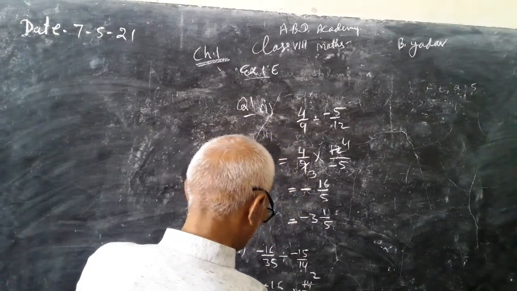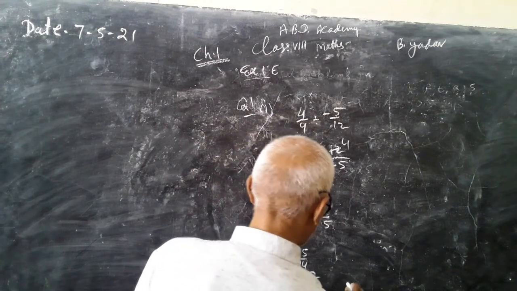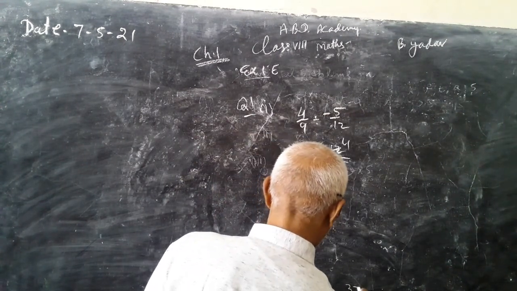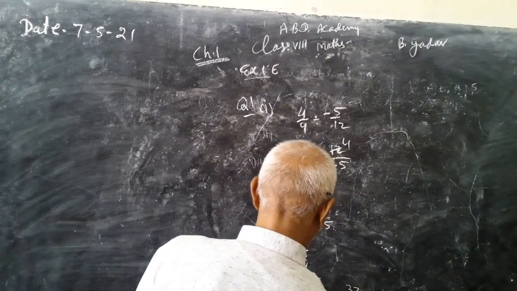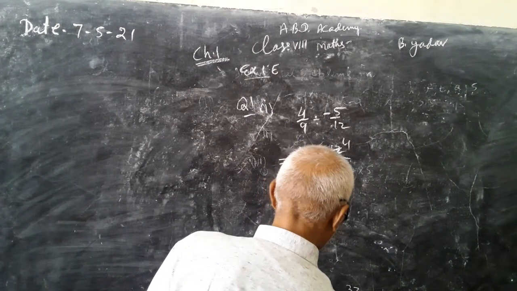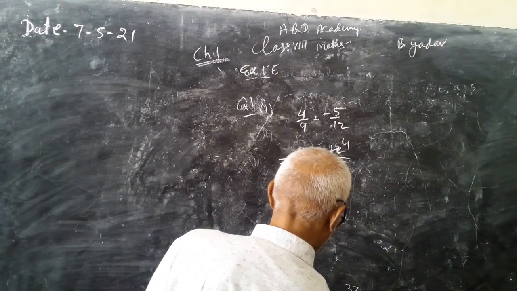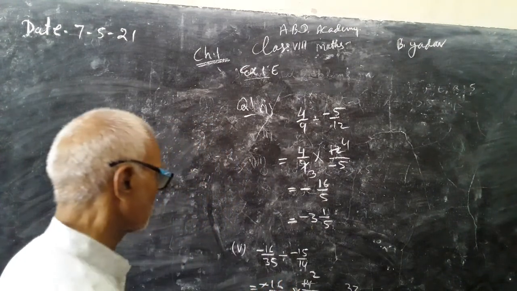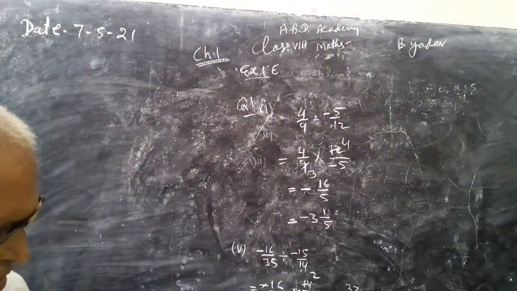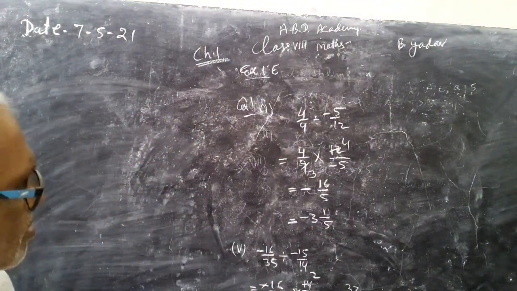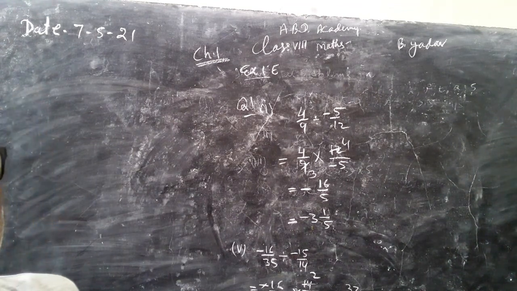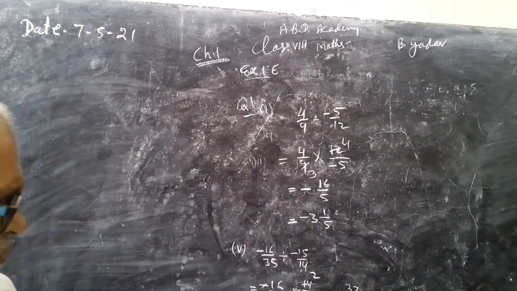You will write below that. I have no space, so I am writing here: 16 2s are 32 and 5 15s are 75. So the result of this division is 32 upon 75.